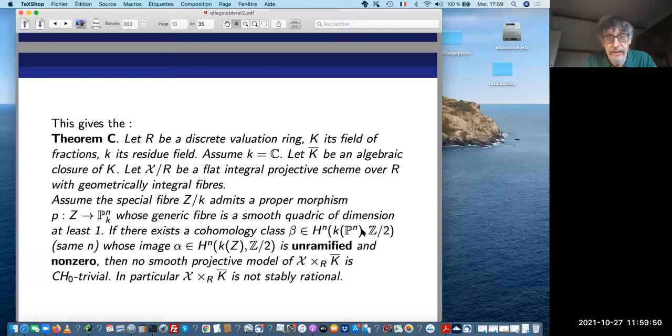If we have a cohomology class here, in H^N_k of P^N, Z mod 2, same N, whose image in H^N_k of Z mod 2 is unramified and non-zero, then no smooth projective model of the geometric generic fiber is universally CH_0-trivial. In particular, the geometric generic fiber is not stably rational. But we want the image of this beta to be unramified and non-zero.